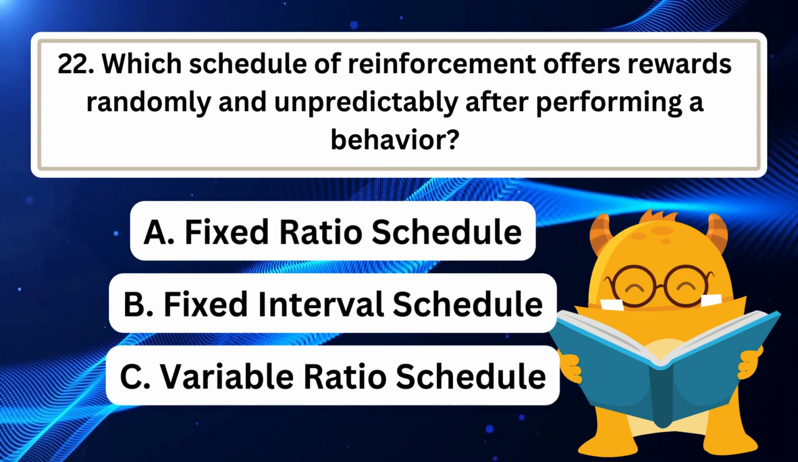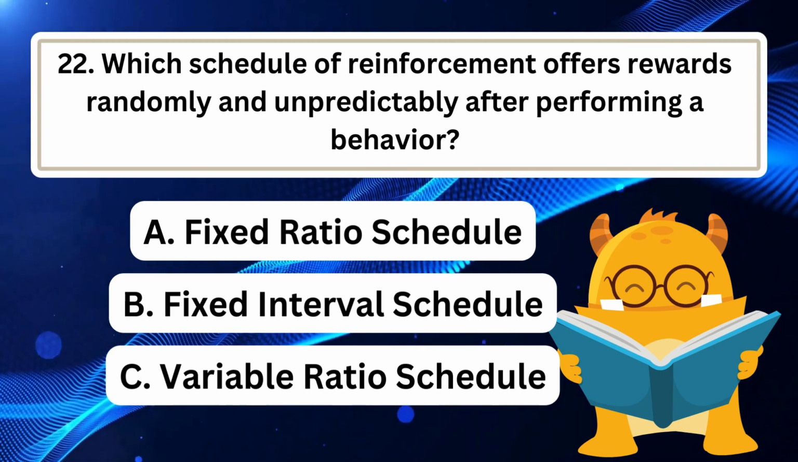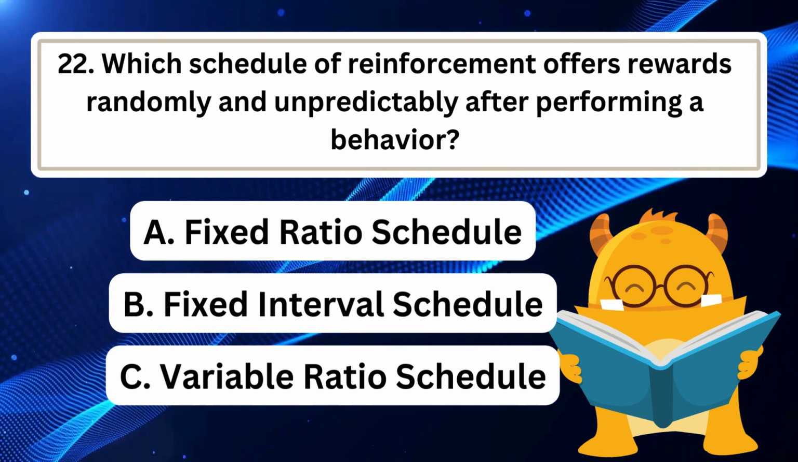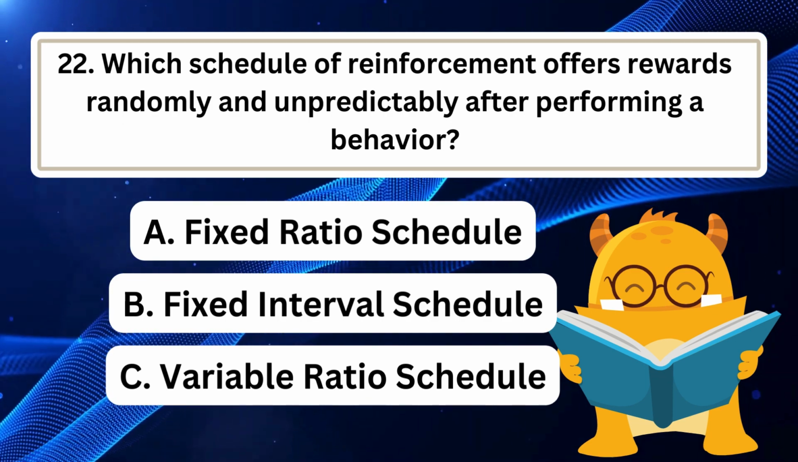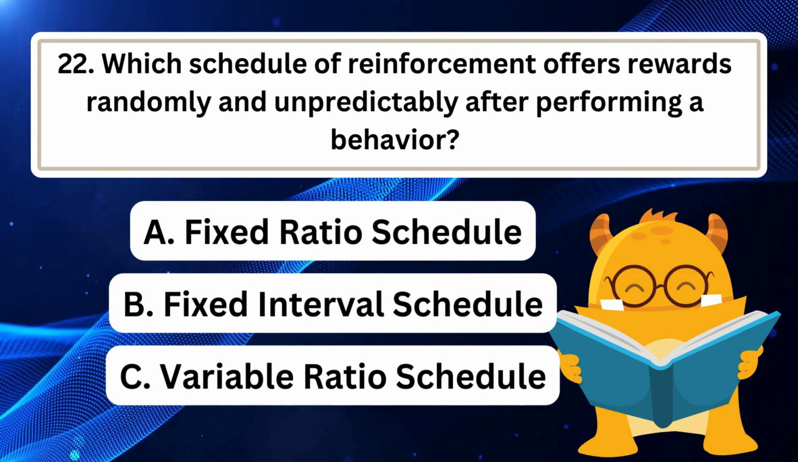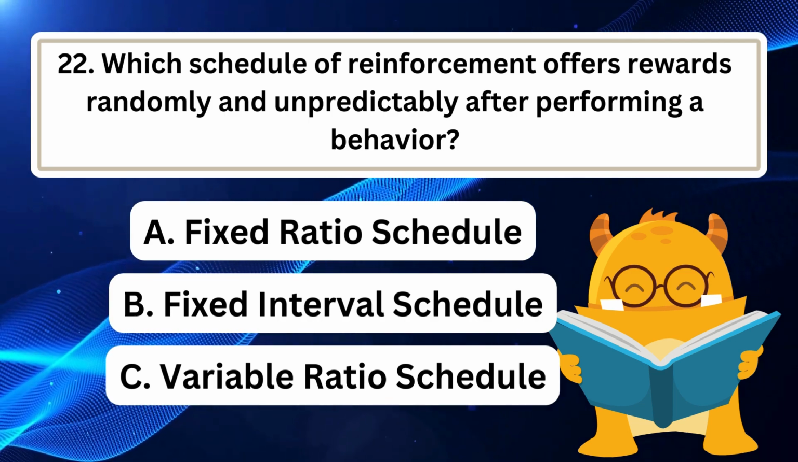22. Which schedule of reinforcement offers rewards randomly and unpredictably after performing a behavior? A. Fixed ratio schedule. B. Fixed interval schedule. C. Variable ratio schedule.